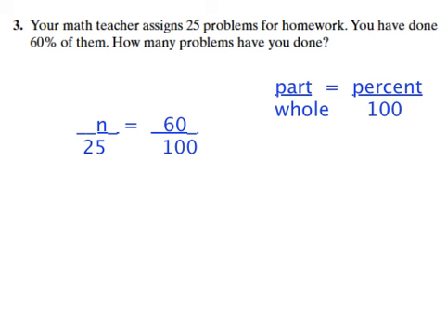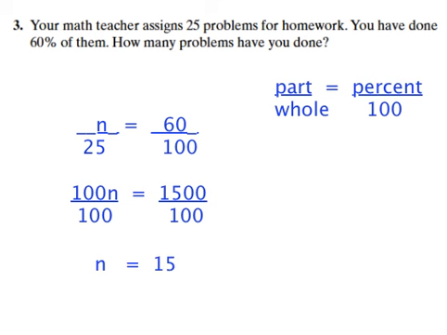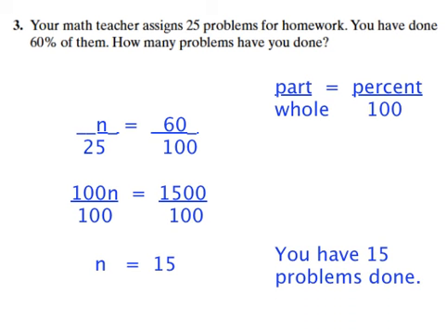Cross multiply. 100 times n is 100n, and 25 times 60 is 1,500. Divide both sides by 100. On the left, you will just have n left, and 1,500 divided by 100 is 15. So how many problems do you have done? You have 15 problems done.